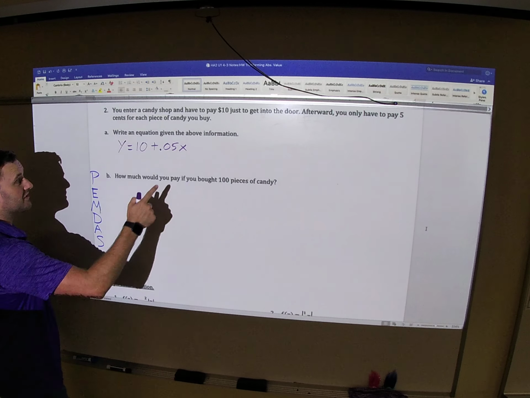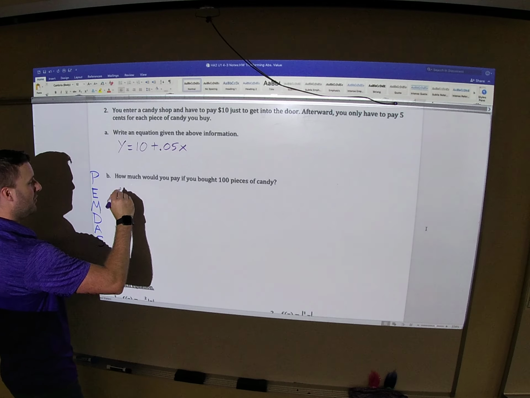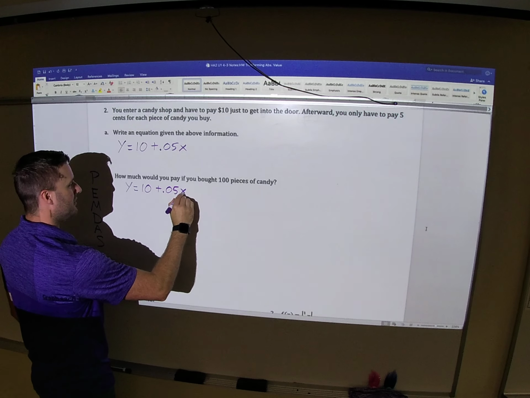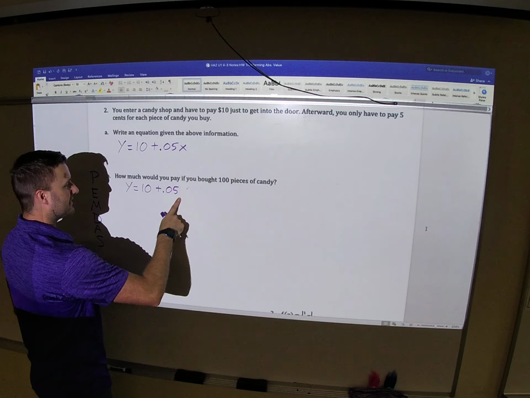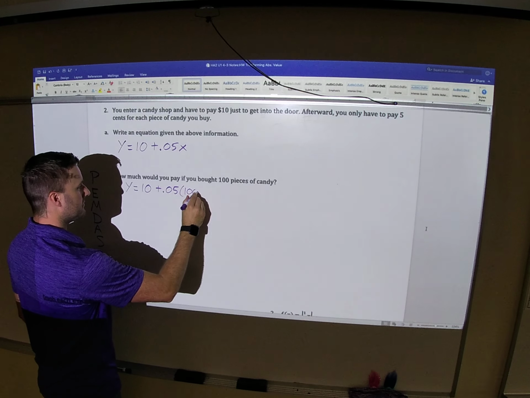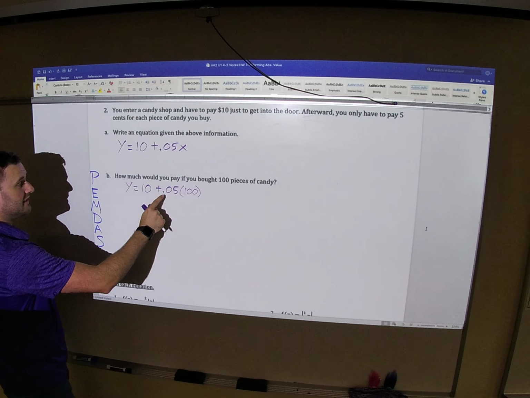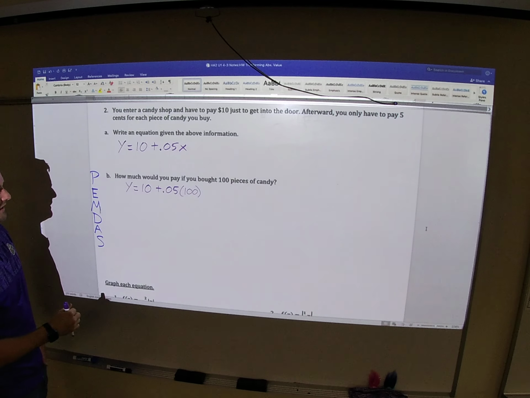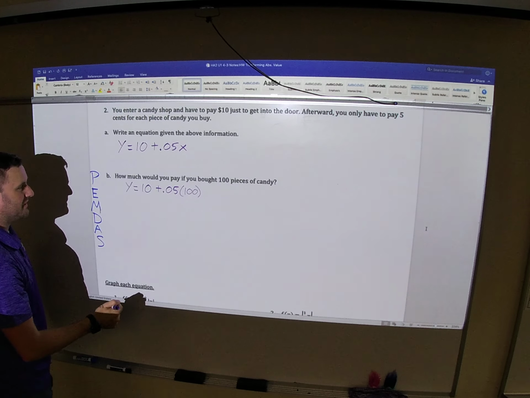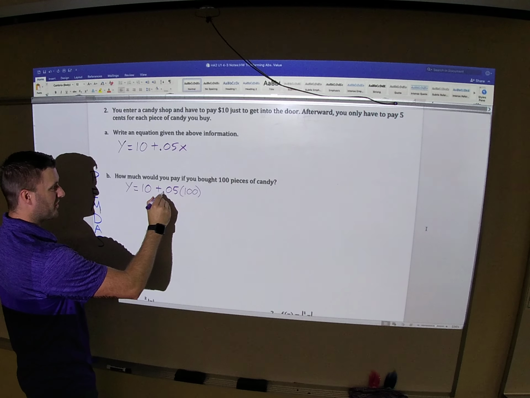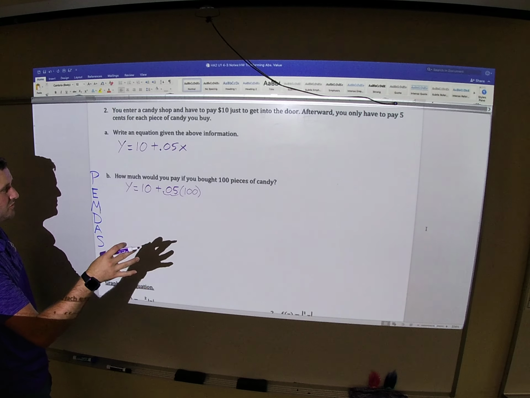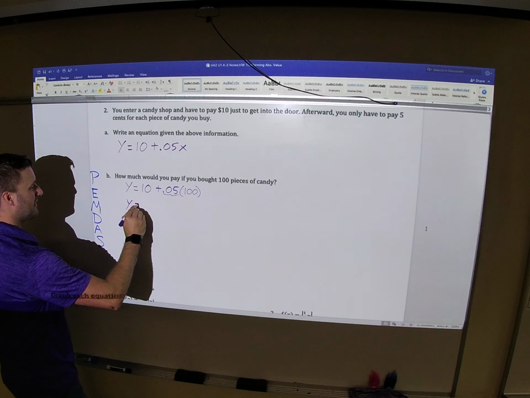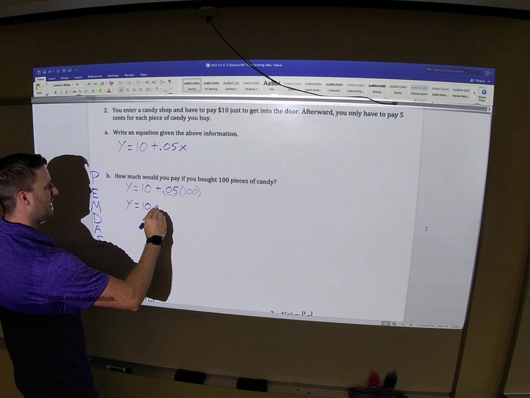So letter B, we're going to replace our variable, x, for the number of pieces of candy with 100. So y equals 10 plus this 0.05, a nickel per piece of candy, and instead of x, it's going to be 100. So, following order of operations, what is 0.05 times 100, or a nickel per 100 pieces? One way you could think about it is because of the 100, you're going to move that decimal to the right 2 spots. And so when I multiply by 100, I'm going to get 5. So y equals 10 plus 5.